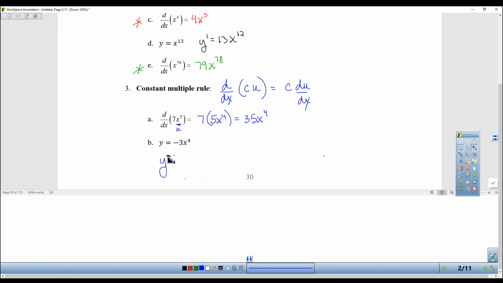But nobody does that. Y prime is equal to, do the negative 3 times the 4 is negative 12, and then drop the power by 1. I think we need a smiley face.